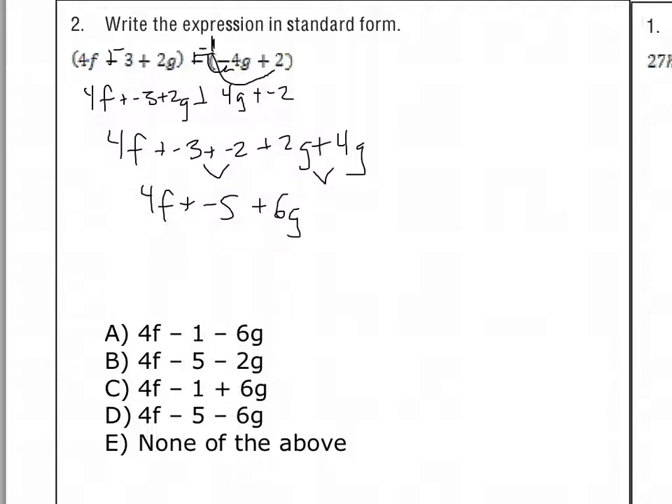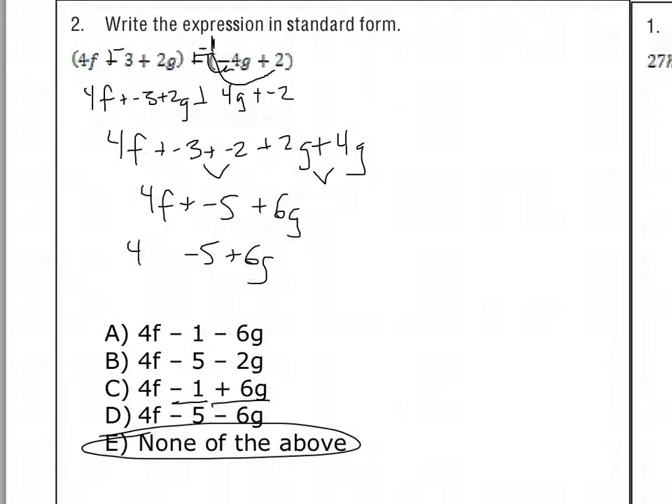So looking through our answer choices, that appears to be answer choice E, none of the above. Only one of the answers has a +6g, and that one has a -1 instead of a -5. Again, remember we can always change these add opposites back to subtractions if we want to. And that's the form they've taken here in the simplest form. So remember, standard form, same thing as simplest form.